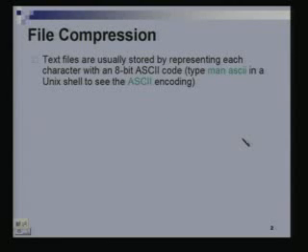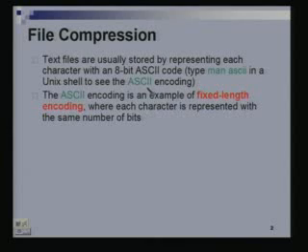Text is usually stored as bits in your computer. What is typically done is that for each character, you have what's called an ASCII code. If you were to go into a Unix shell and type man ASCII, that will give you the ASCII code for all the various characters. The ASCII code is an 8-bit code, which means every character is stored as 8 bits. So, this is what is called a fixed length encoding. Why fixed length? Because for each character I have the same number of bits.